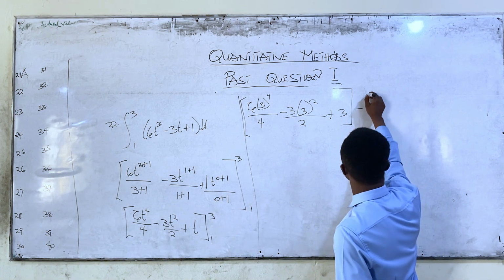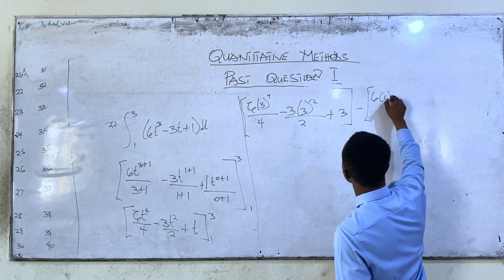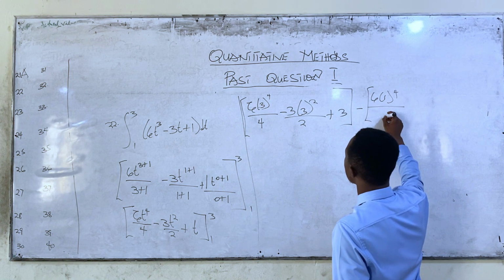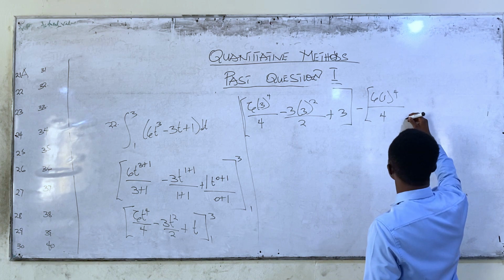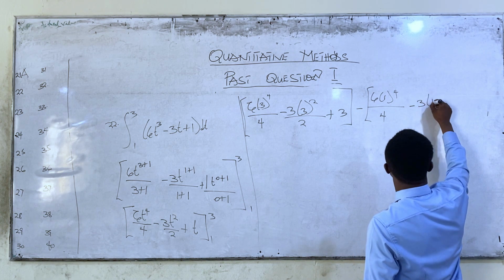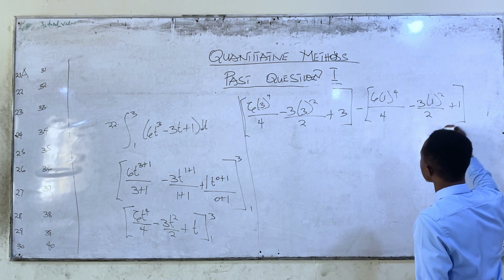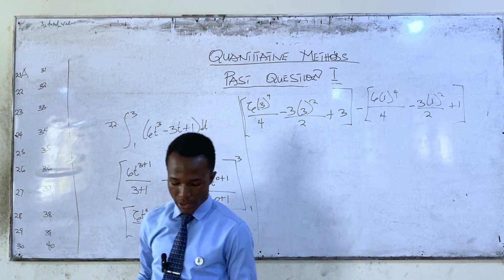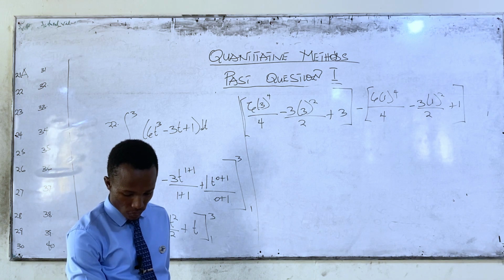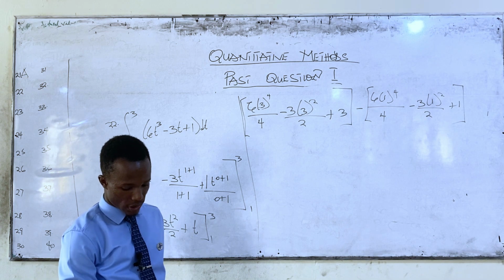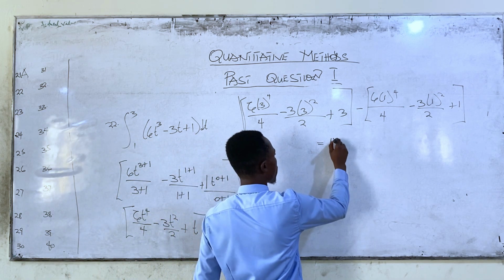So we just say minus, then we do the same for the lower limit, which is 1. So we say 6 times 1^4 over 4, then minus 3 times 1^2 over 2 plus 1. That is all. Then you punch them in the calculator. So when you do that, you are going to get 110 in total. So your final answer is going to be 110.